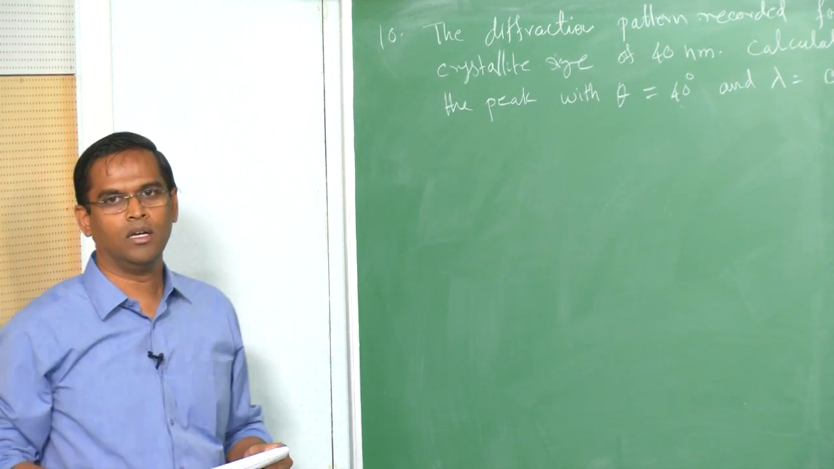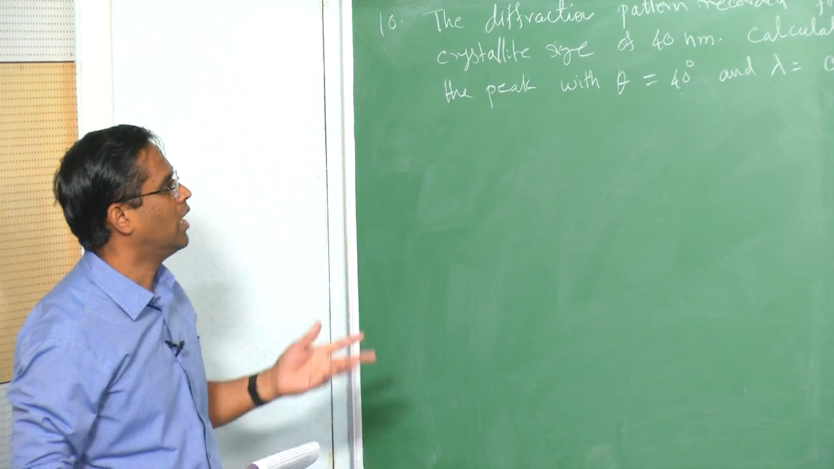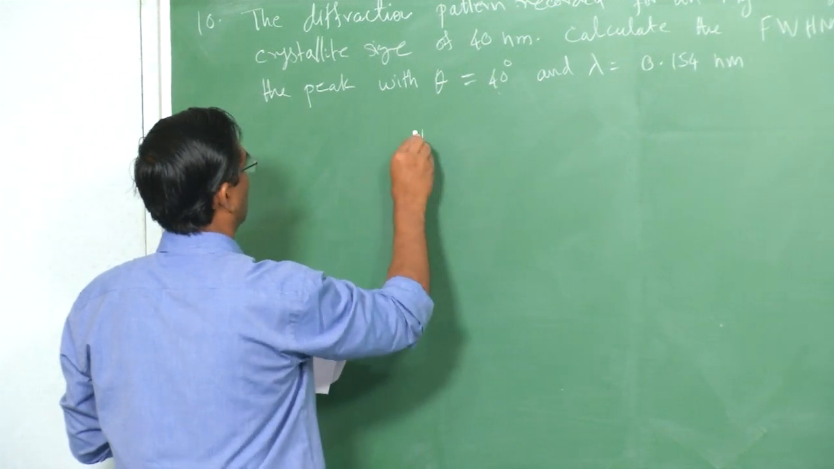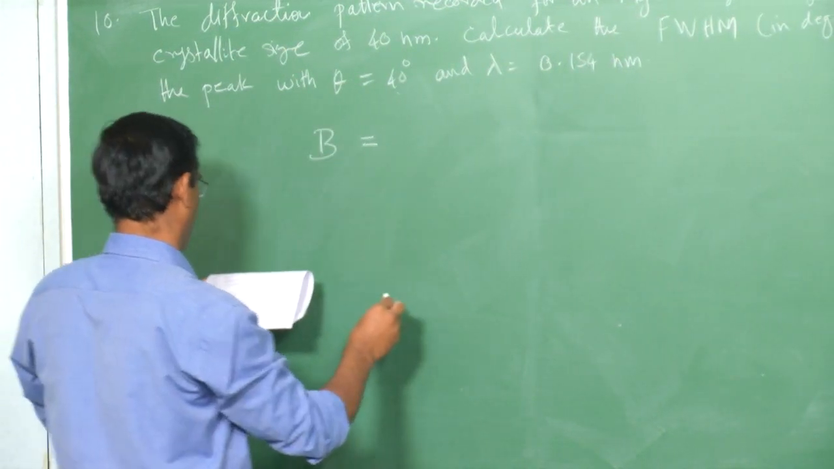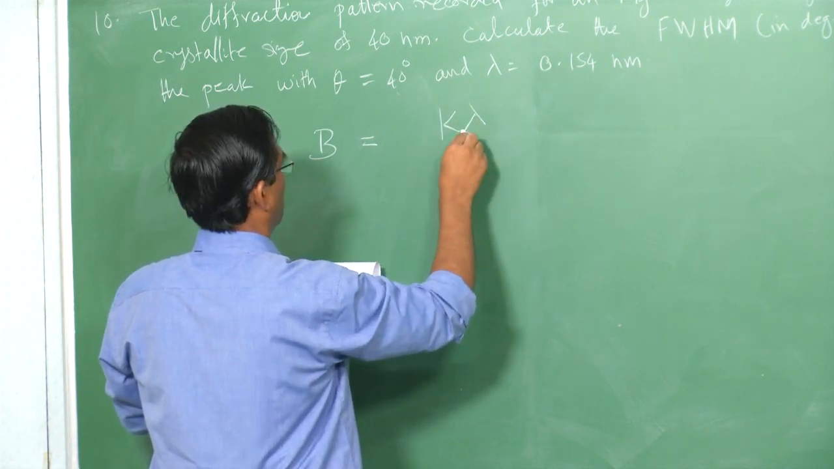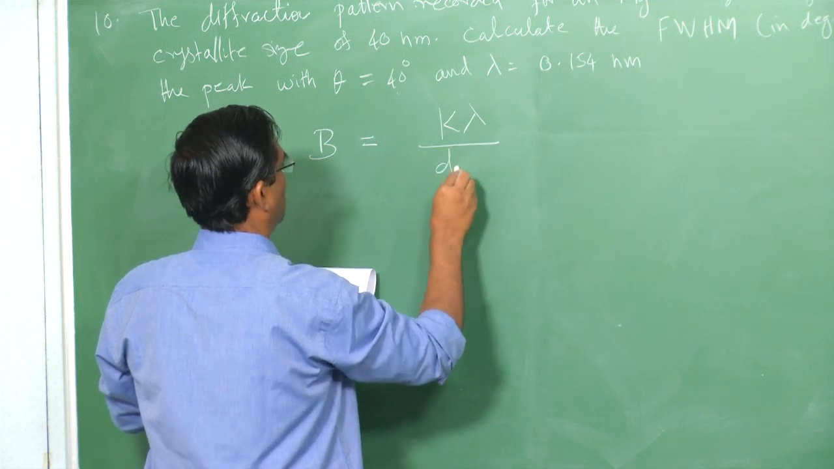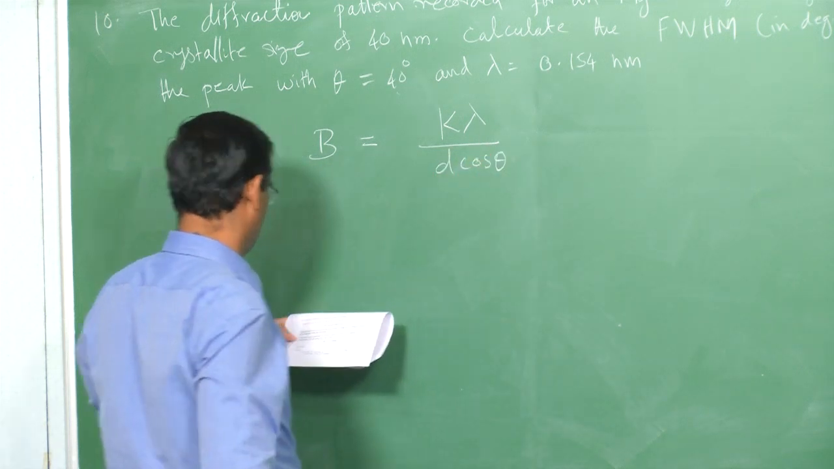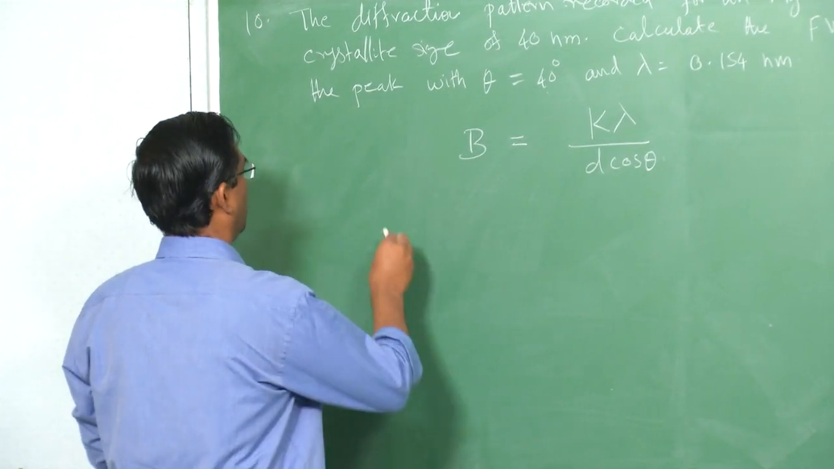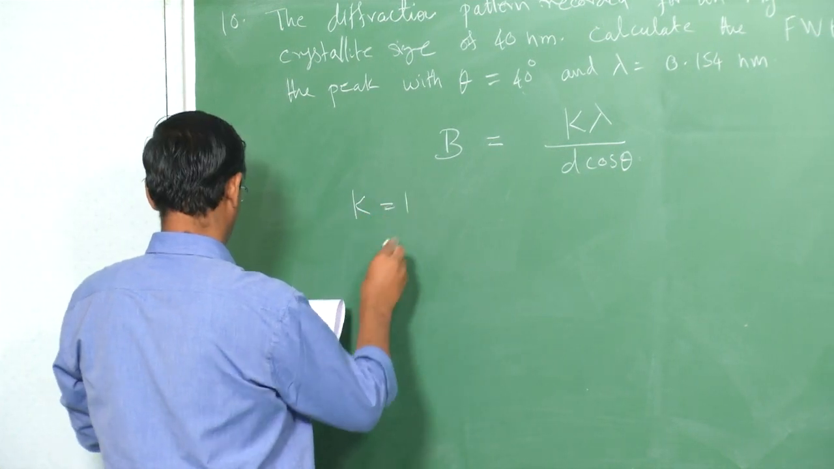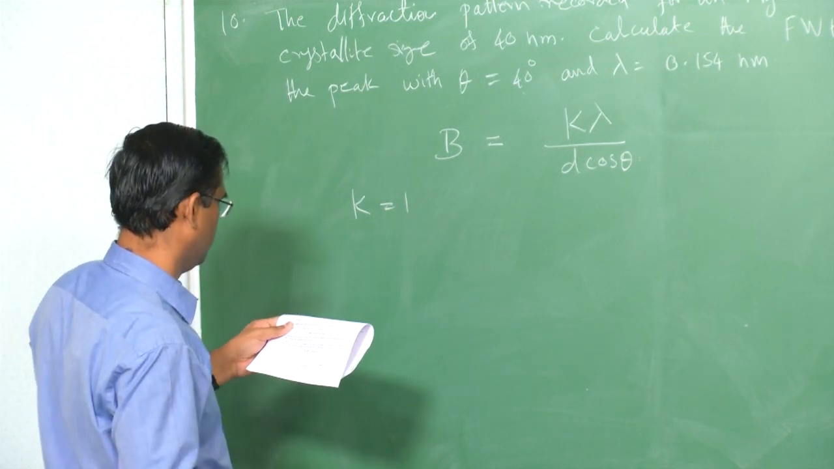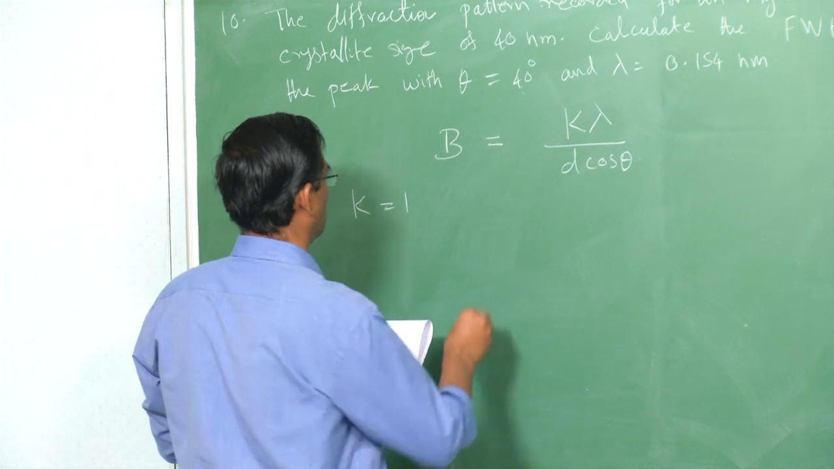So, you have to recall we have also used X-ray diffraction to calculate the crystallite size. So, quickly you have to recall that relation. B is equal to K lambda by d cos theta, and here K is assumed to be 1 and the rest of the parameters are given. So, you can substitute this.